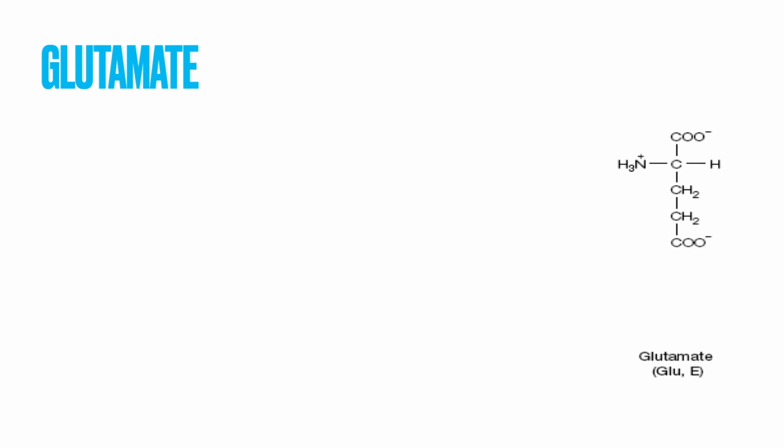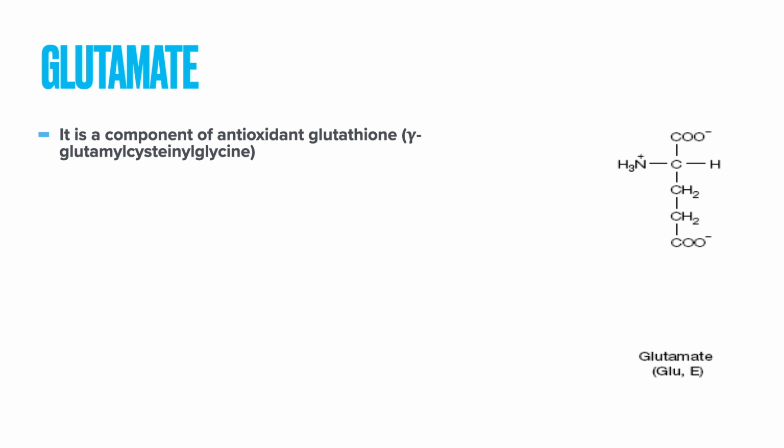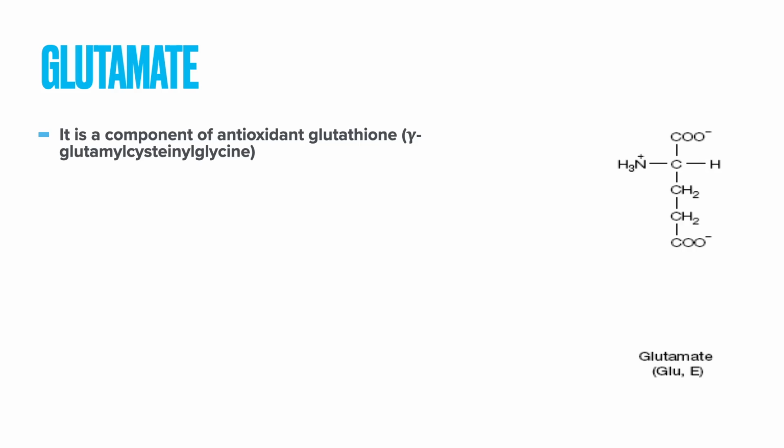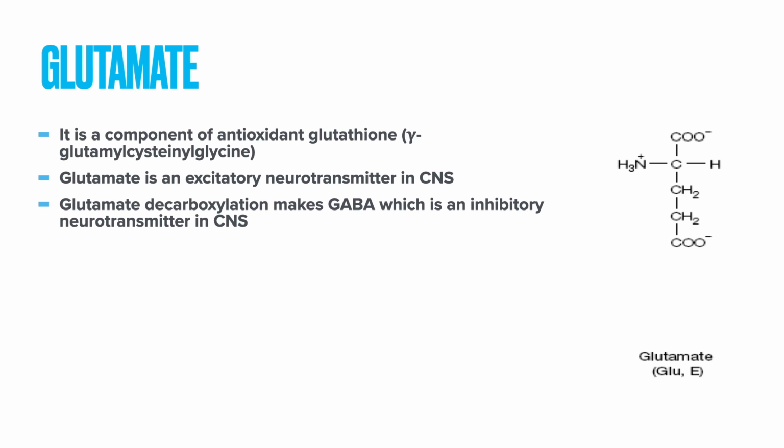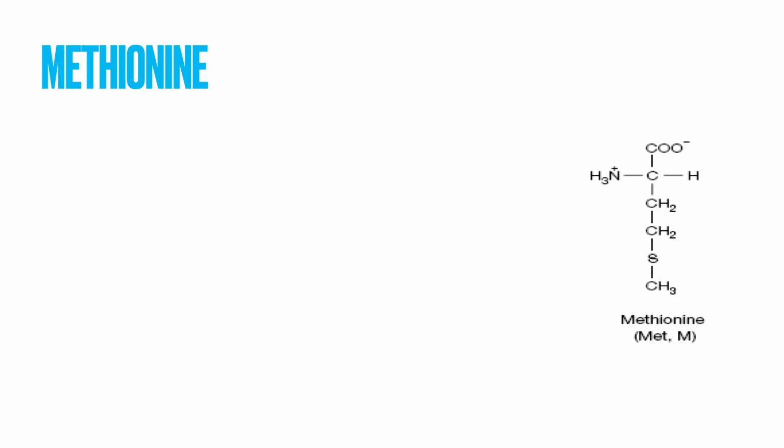So, now let us move on to glutamate. Glutamate is a component of the antioxidant glutathione. You know, glutathione is an antioxidant, especially in the red blood cell. Glutathione is gamma-glutamyl-cysteinyl-glycine. So, that is where the glutamate is there. Other than that, glutamate is an excitatory neurotransmitter in the central nervous system. Glutamate can undergo decarboxylation into GABA, gamma aminobutyric acid, which is an inhibitory neurotransmitter in the central nervous system.